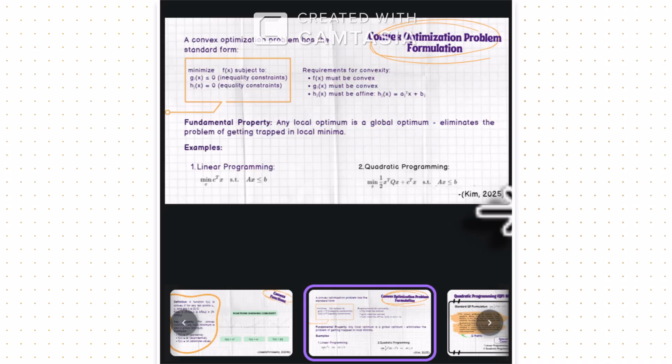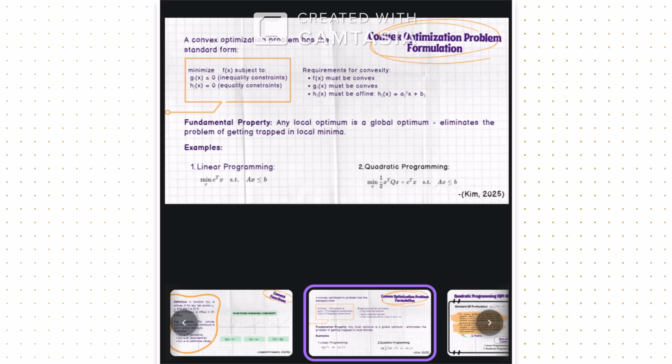Here, f(x) is the objective function we want to minimize. g_i(x) are the inequality constraints, each of which must be convex to ensure the feasible region is convex. h_j(x) are the equality constraints, which must be affine functions of the form h_j(x) equals a_j transpose x plus b_j.